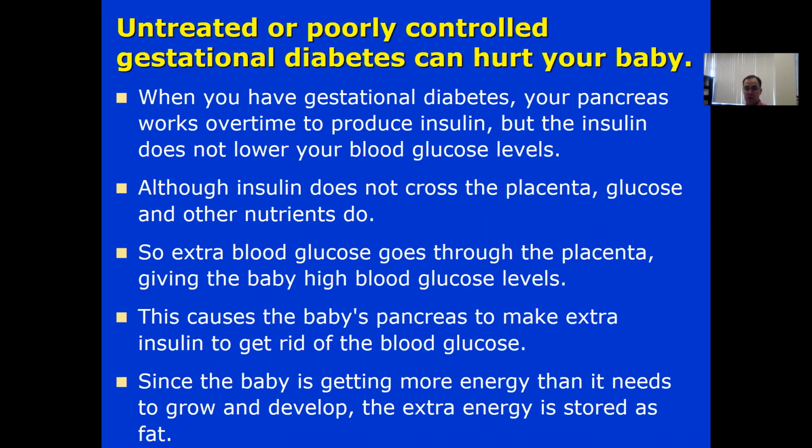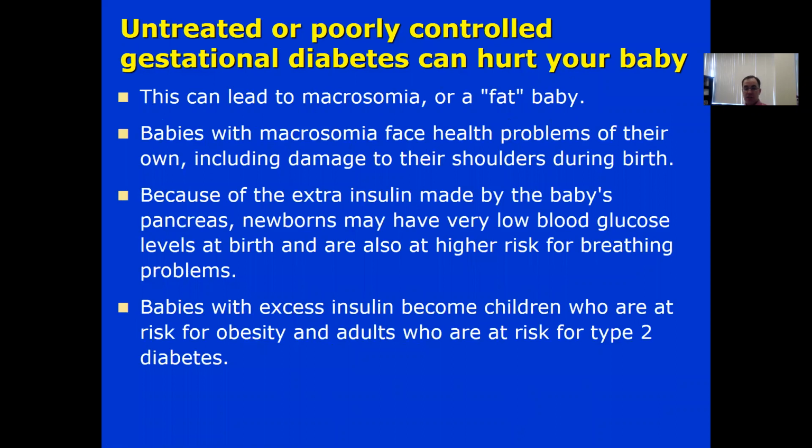However, since the baby is getting more energy than it needs to grow and develop, the extra energy is usually stored as fat. This can lead to what's called macrosomia, or a larger baby than normal. Babies with macrosomia face health problems of their own, including damage to their shoulders during birth because they're much larger than anticipated. Also, because of the extra insulin made by the baby's pancreas, newborns may have very low blood glucose levels at birth and are at a higher risk for breathing problems. So it's very important for the baby to be monitored upon birth.